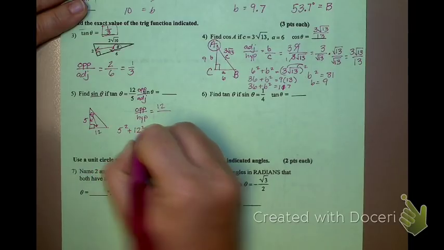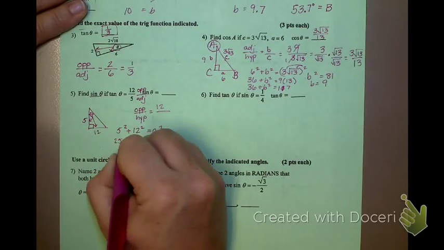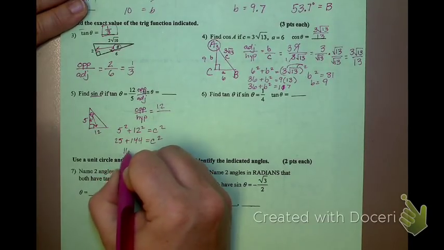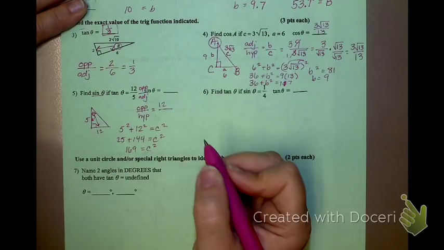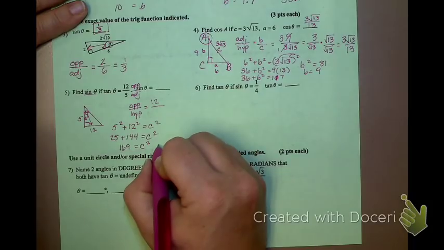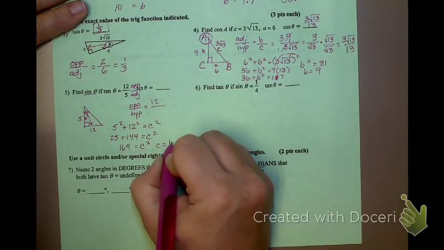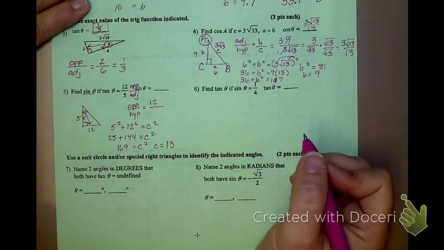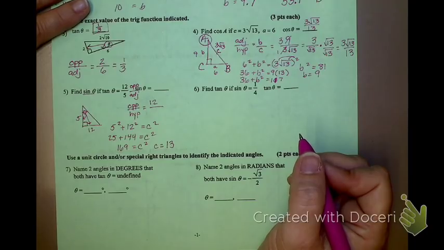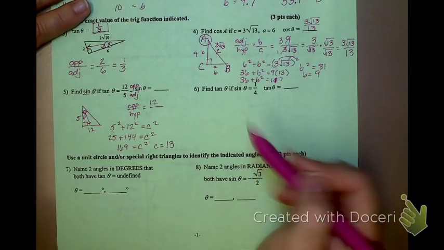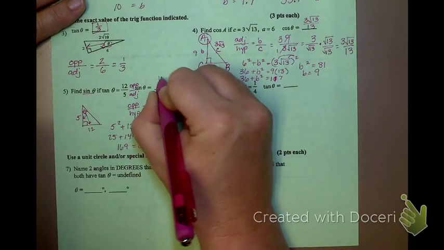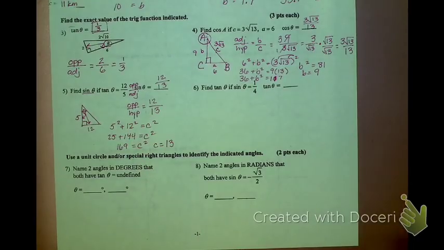Pythagorean Theorem again. 25 plus 144 equals c squared. What's 25 plus 144? 169 is equal to c squared. So what does c equal? 13. This is one of those, we call it a Pythagorean triple. 5, 12, 13 makes a right triangle. 3, 4, 5 is another Pythagorean triple. 3, 4, 5 can be the sides of a triangle. So let's see, my hypotenuse is 13. 12 over 13 can't reduce. So that's my sine value.